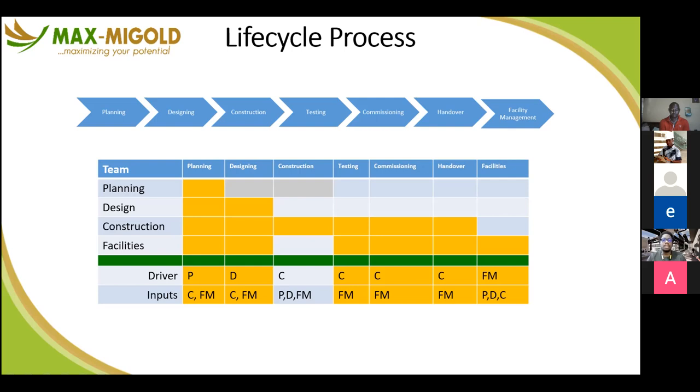So the FM makes an input to ensure maintainability. Can I have access? Are there manholes, inspection chambers that can go into and check if there's a problem in the line? If a bulb is placed outside that you cannot reach it, ask questions. Am I going to be even crazy every time to go and put a bulb into that light? There are so many questions you can be asking naively.